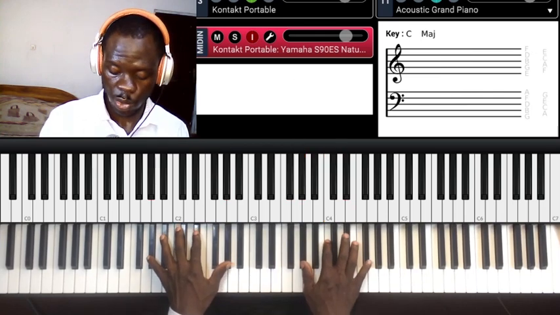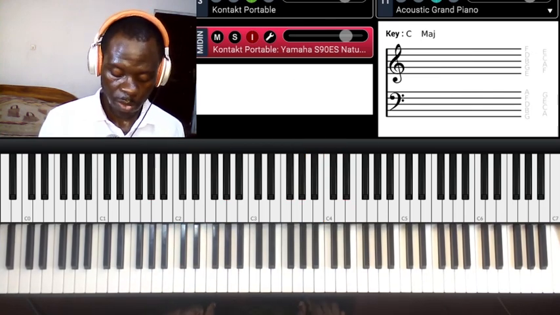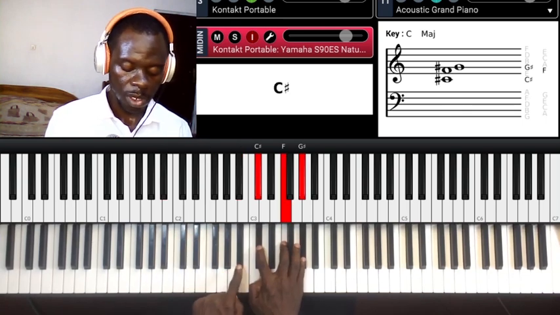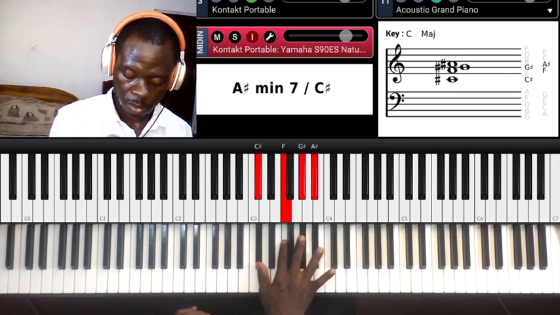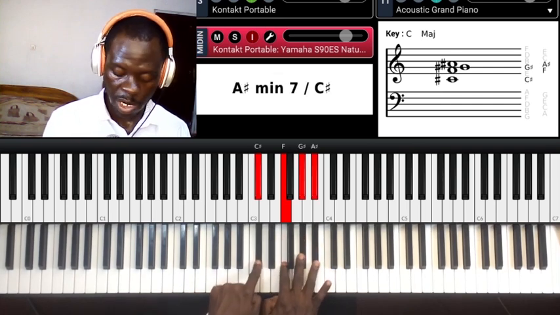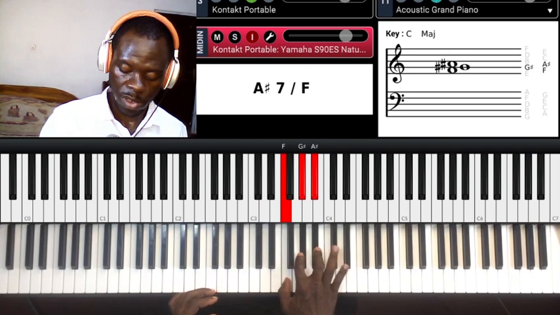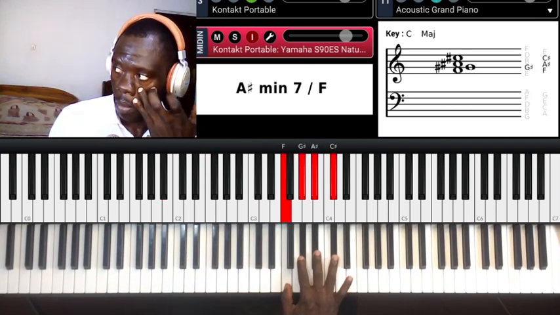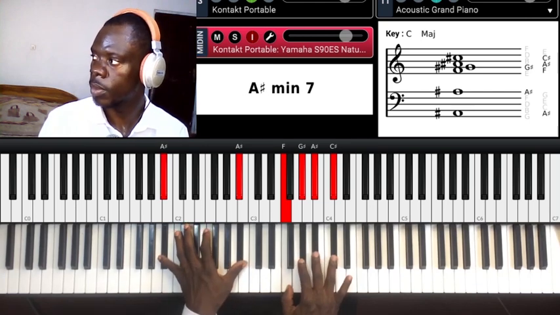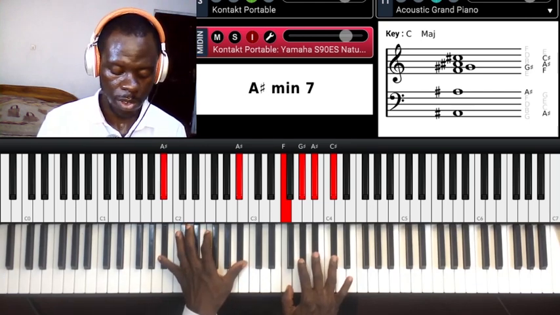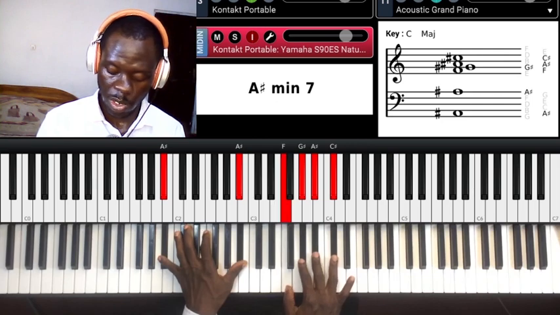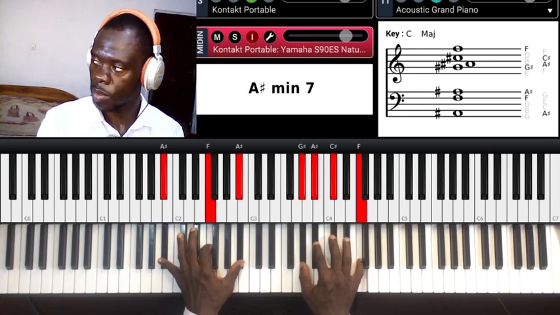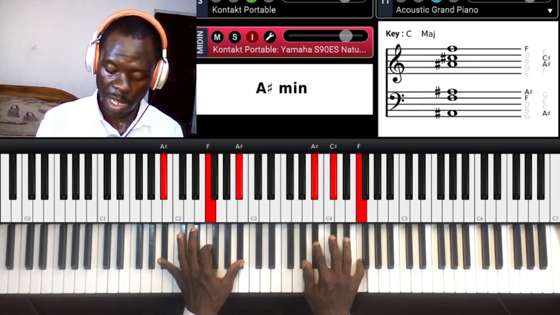Then back to the C. Then the last but one, the B flat would move, then the C sharp would move. Then this one will move, the F. Okay. Then the last one back to.